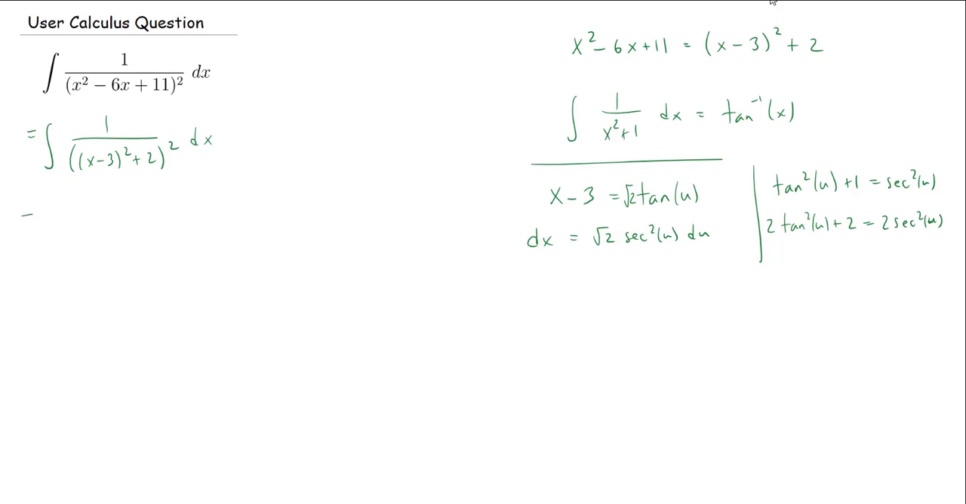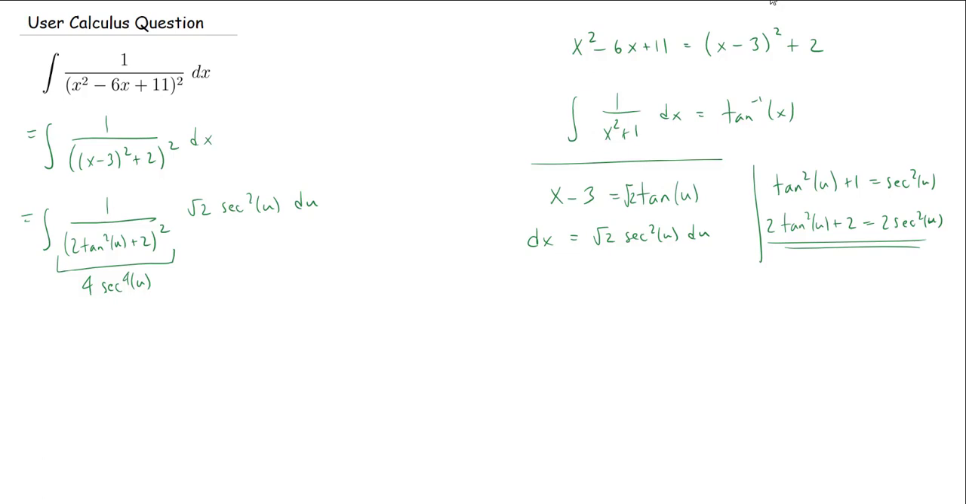Okay, so let's jump in here now. I have 1 over, okay, x minus 3 is this root 2 tangent. Square it, I get 2 tangent squared. So I have 2 tangent squared u plus 2. Of course, there's still this square. And then dx can turn into the square root of 2 secant squared u du. All right, now I have this little identity over here. And then, of course, if I square everything, I'll get 4 secant to the 4th. So this piece right here is going to be 4 secant to the 4th u.